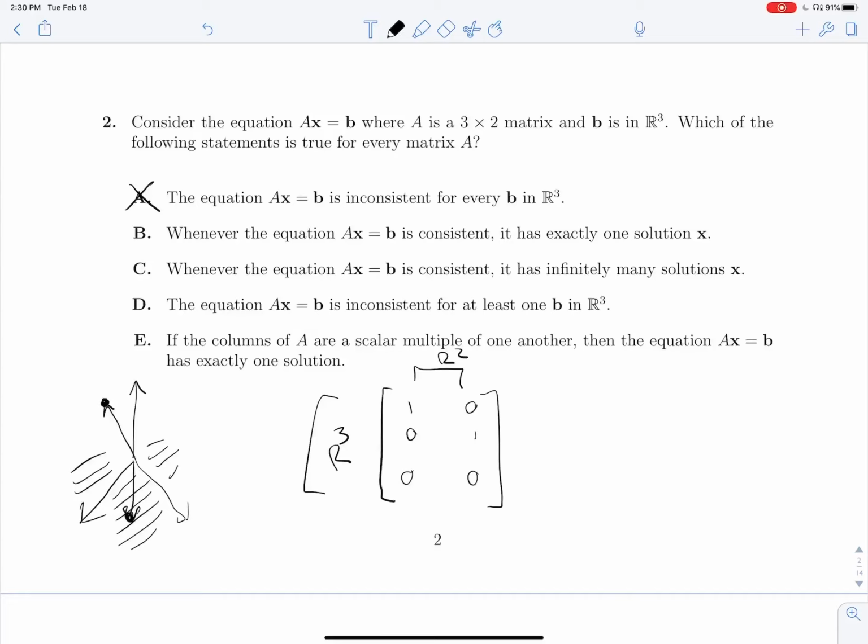Whenever Ax equals b is consistent, it has exactly one solution x. Well, this is also not true. We can go take a look at our transformation matrix and change it a little bit. If we make this a 0, this is saying stick everything on the same x coordinate that it was in 2D space, put it at that same x coordinate in 3D space, but take all of the y coordinates and compress them onto the x-axis.